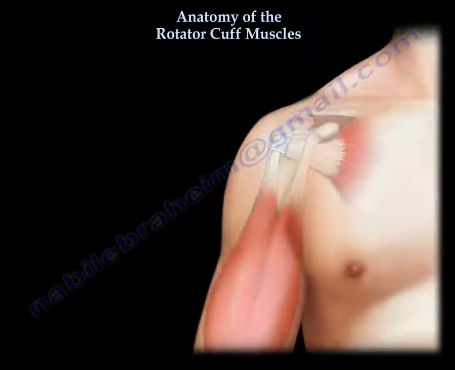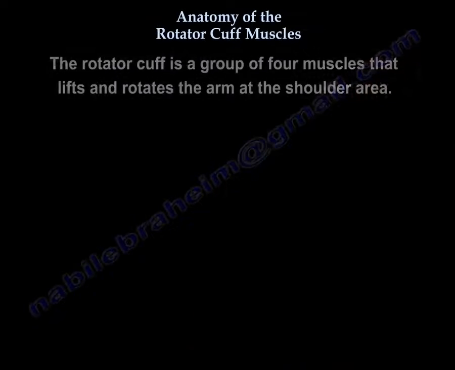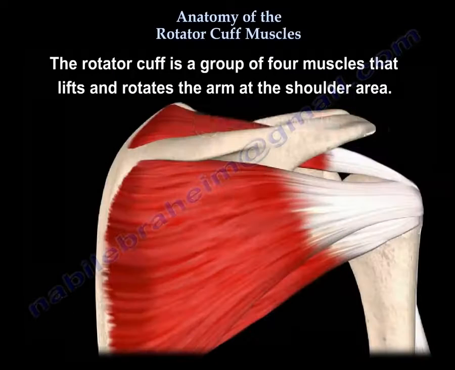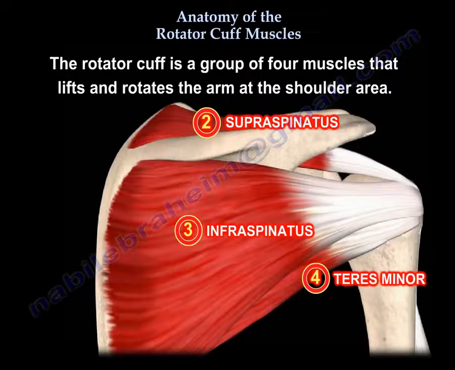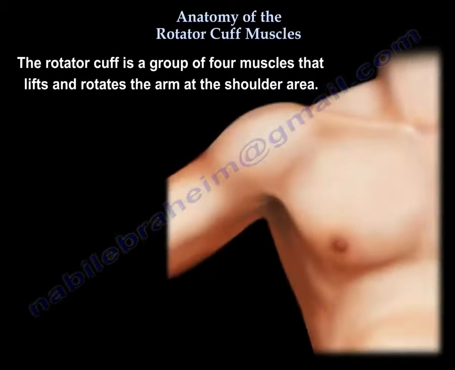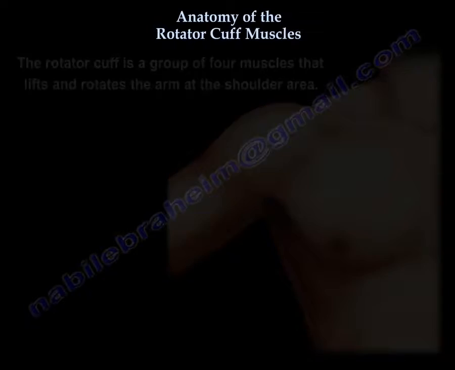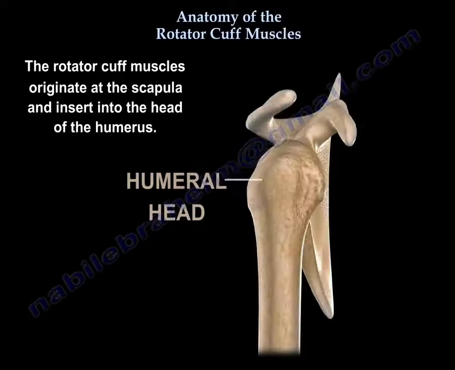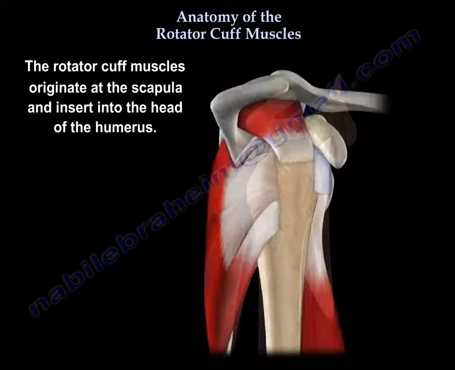Anatomy of the rotator cuff muscles. The rotator cuff is a group of 4 muscles that lifts and rotates the arm at the shoulder area. The muscles originate at the scapula and insert at the head of the humerus.